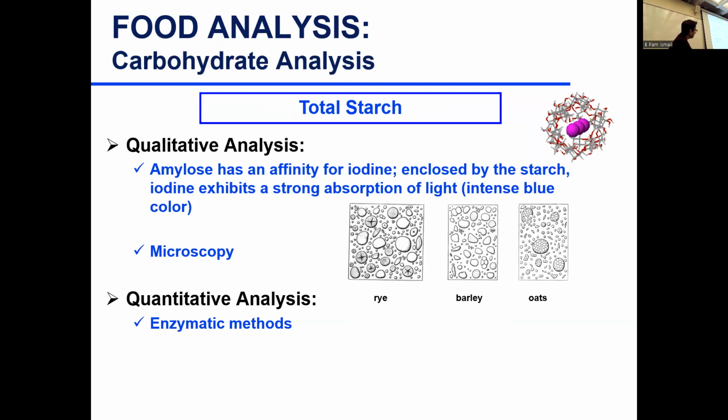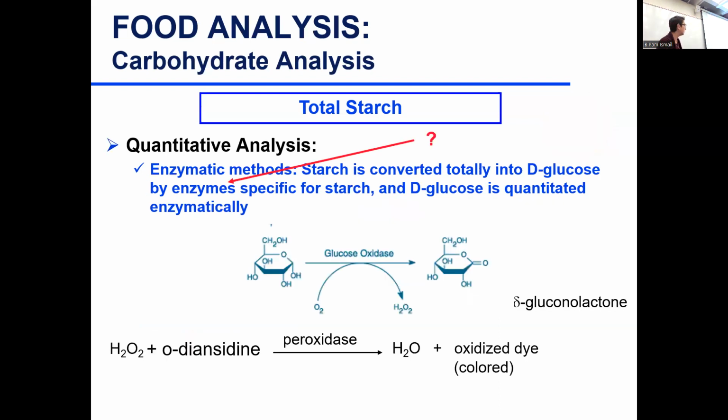Also, microscopy is a big deal in looking at the morphology and the structure of the different starch granules. And you can identify unique grains, as they have unique structure for their starch granules. So you can do microscopy to look at qualitative differences in the sources of your starch. Now, what we care about here is quantitative analysis, and it is based on enzymatic analysis. So in order to quantitate starch, we break it down completely into glucose.